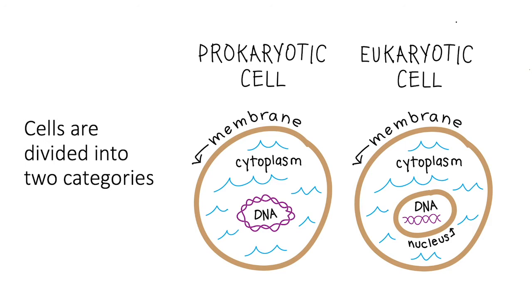So, prokaryotic cells do not have a nucleus. A nucleus is what's called an organelle. We'll talk about what organelles are in a second. But a nucleus is sort of a double membrane that surrounds the DNA in the eukaryotic cell. So prokaryotic cells do not have a nucleus around their DNA. Their DNA just is in the cytoplasm. Whereas eukaryotic cells have the nucleus and then the DNA is inside of that. So it's separated from the cytoplasm at large.